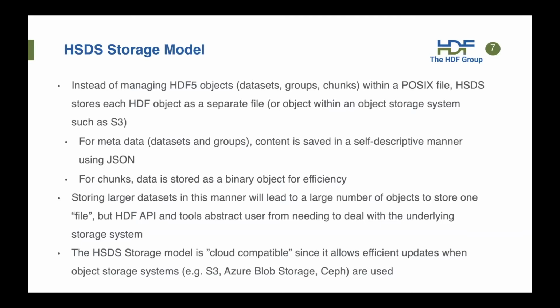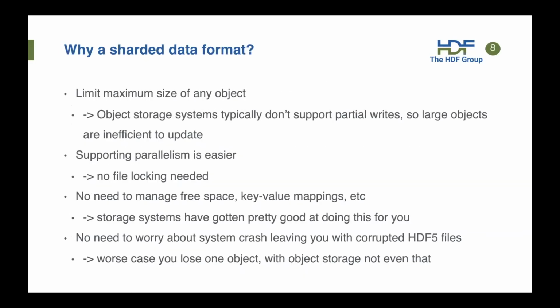So, to recap, we limit the maximum size of an object. We enable easier parallelism. There's no need to block content. There's no need to manage free space or key value mappings. One challenge is that if the default file gets lost, you can't access data. In the sharded model, there's no map of different objects. It's all implicit in how the objects are stored.